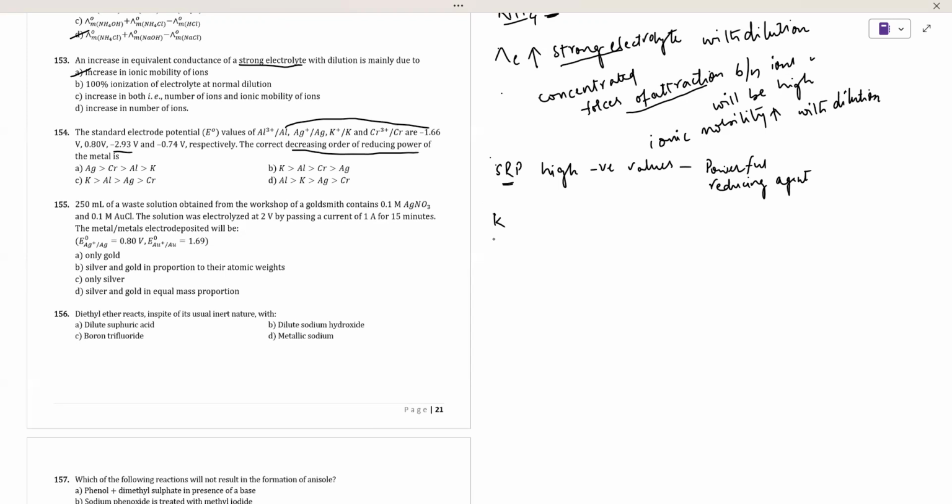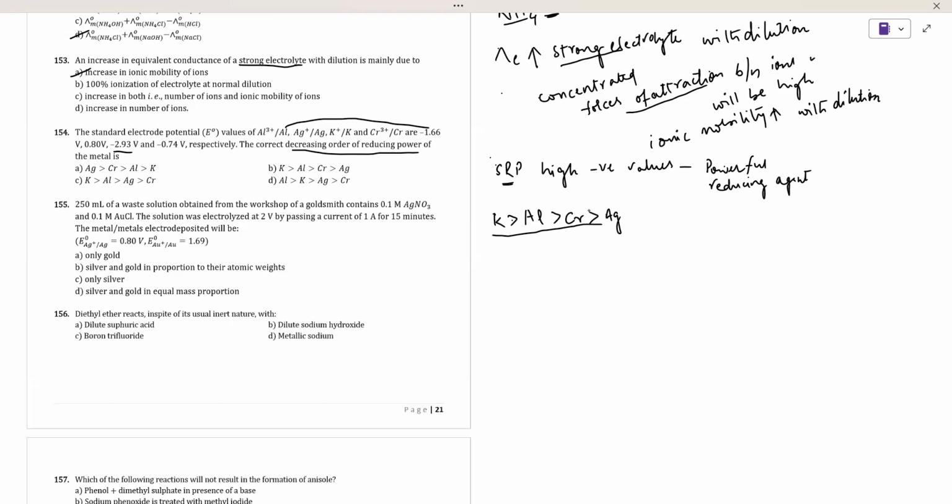And after 2.93, who is next negative, which is nothing but minus 1.66. Who is minus 1.66? Aluminium. So after K, we will get aluminium. And after aluminium, who is next negative? So this is here chromium, minus 0.74. So hence, after aluminium, next powerful reducing agent will be Cr, and least will be silver. So now this is the order of reducing power in decreasing order. So K is more reducing, followed by aluminium, followed by chromium, and followed by Ag.